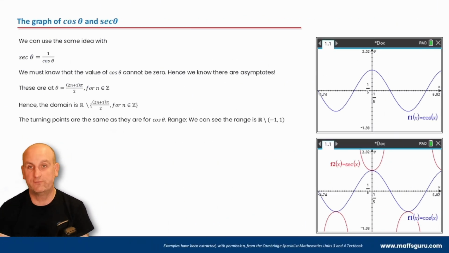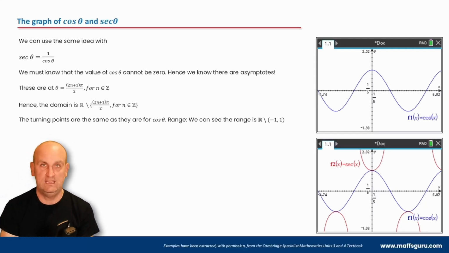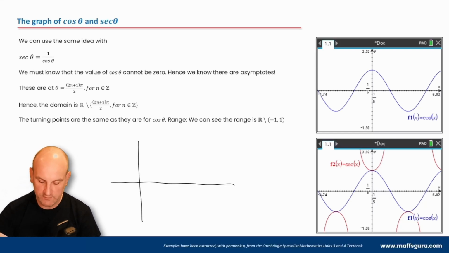Now, what about the graphs of cos and sec? Again, sec is the reciprocal of cos. You've got to be very careful here not to get confused with the idea of reciprocal and inverse. The notation will confuse people left, right, and center in specialist maths. But again, sec theta is 1 on cos. Well, again, if I draw a quick set of axes here, we'll just deal with one revolution of cos.